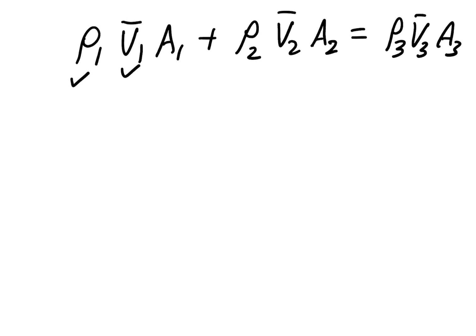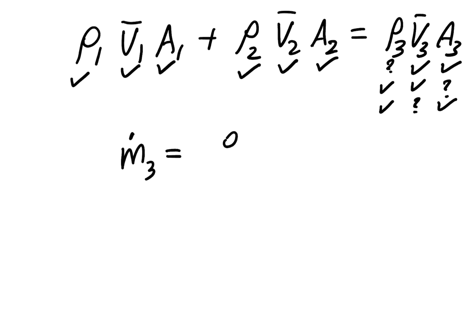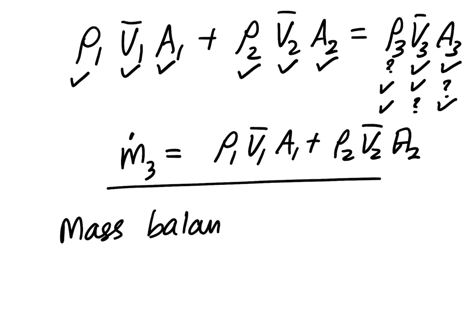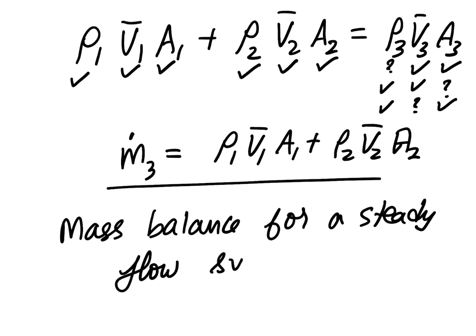Now I told you that let's say all these quantities are specified. If we were to compute, let's say, what is the effective density at section 3, we need to know either the velocity and area, or if we know the density and the velocity, we can compute area, or if we know the density and the area, we can compute the velocity. So this equation may be inverted to write m3 dot equals rho 1 V1 A1 plus rho 2 V2 A2. So this is mass balance for a steady flow system.